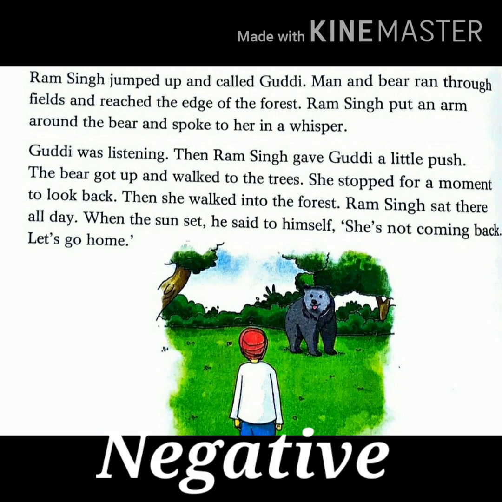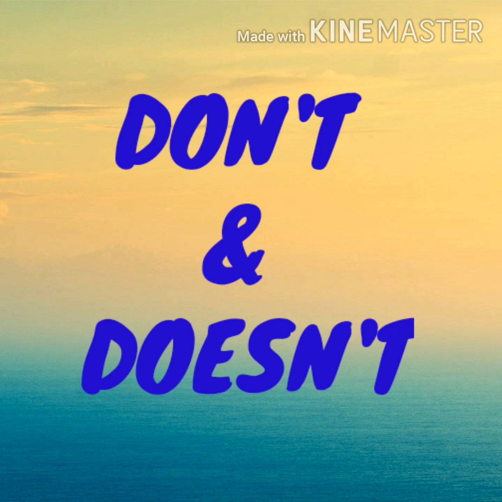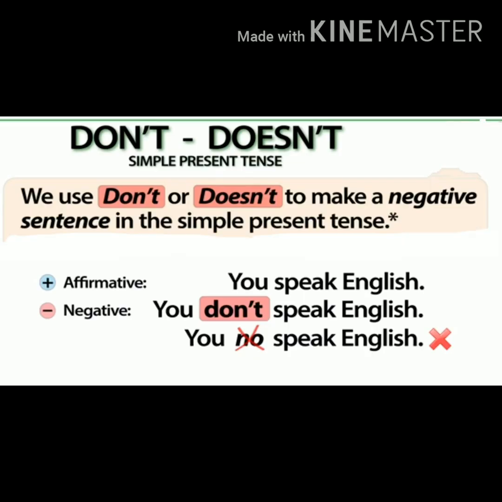Now we will move forward to understand the usage of don't and doesn't. As you already learned what negative type of sentences are, so you can easily find out that in the present tense, when we form a negative sentence from a positive sentence, we should use the words don't and doesn't. So let's get started. Don't and doesn't we can use in simple present tense. We use don't or doesn't to make a negative sentence in the simple present tense.